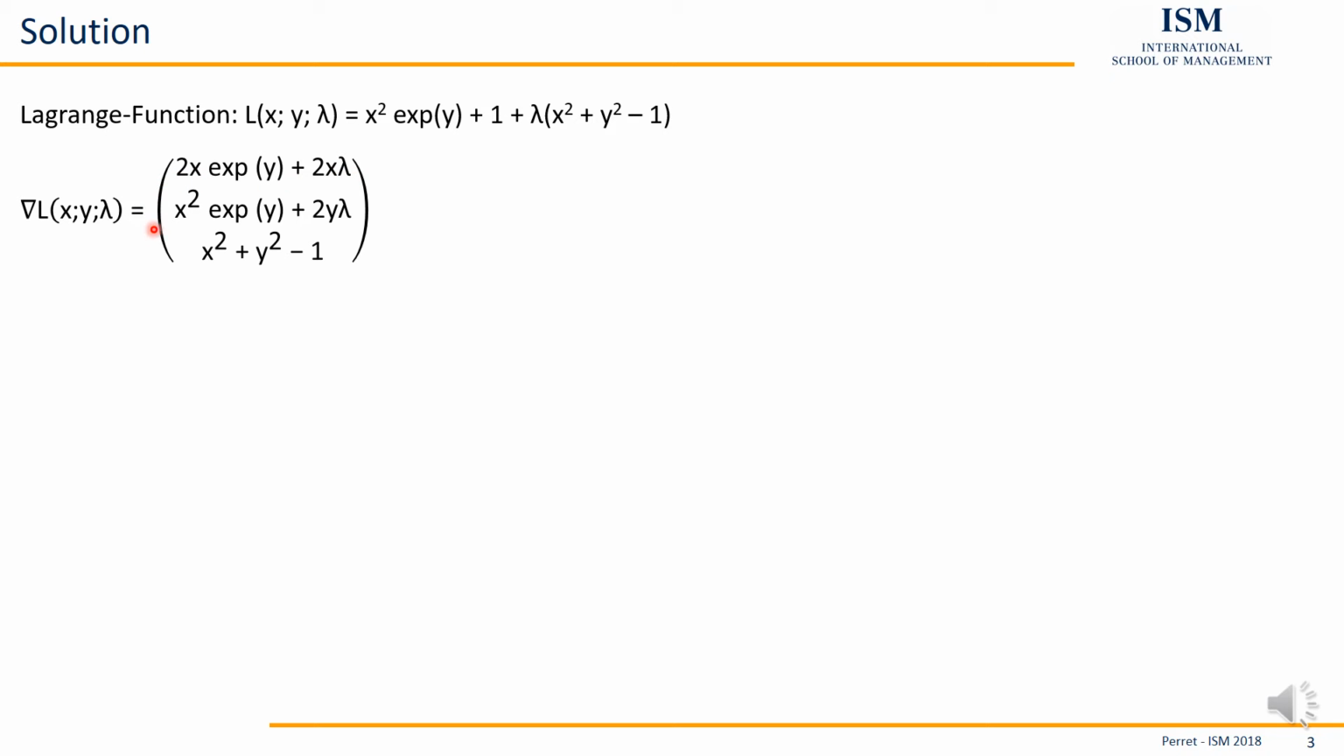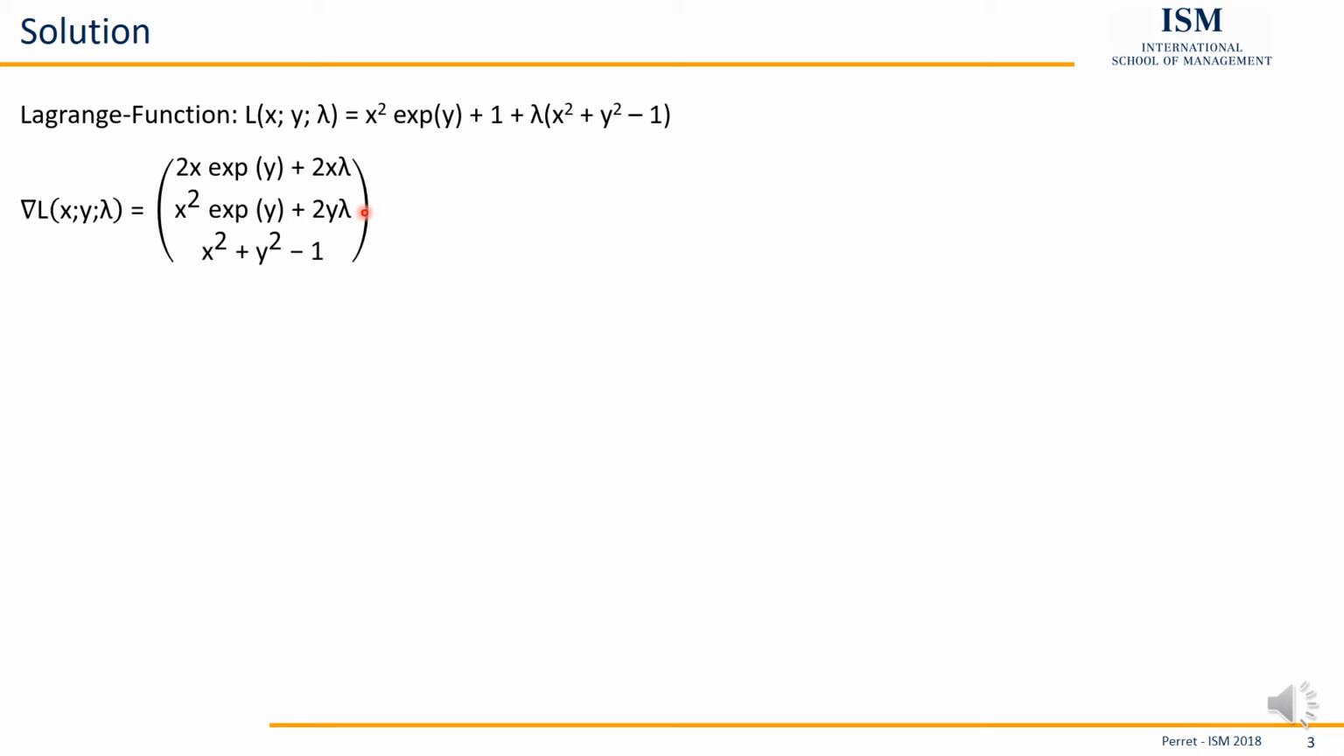Then we do the same thing for y. For y, again, the plus 1 is dropped. There's no y there, and the y is only in the exponential function, so the x squared is just copied down here. The derivative of the exponential function remains the exponential function, so we can also copy this part down. No changes in this part. Then we have lambda times the brackets. Only the y squared is of interest, so we have lambda times y squared. The derivative is 2y times lambda.